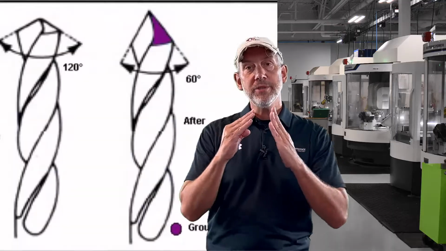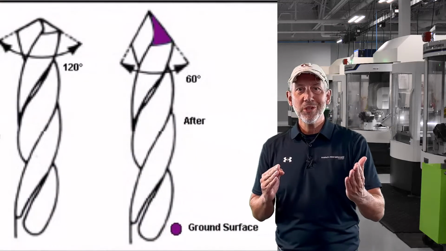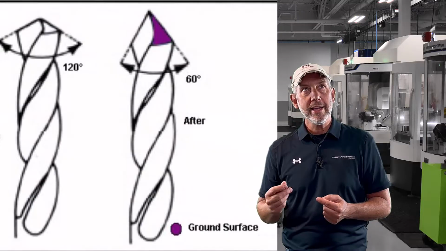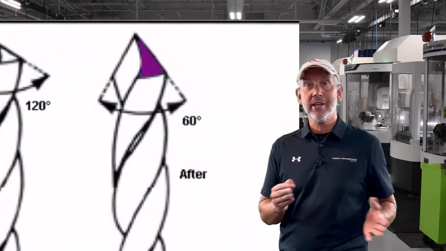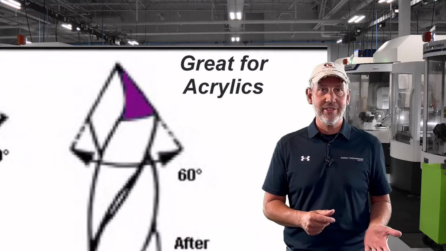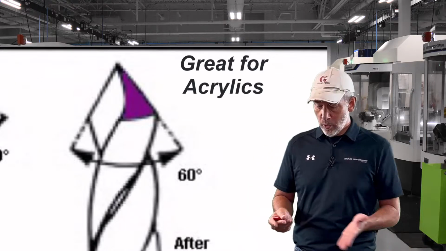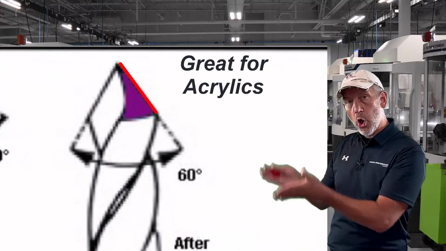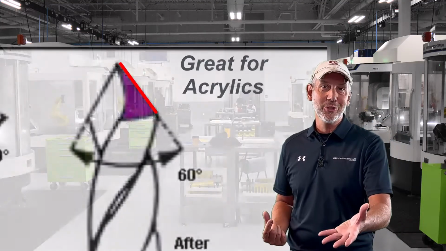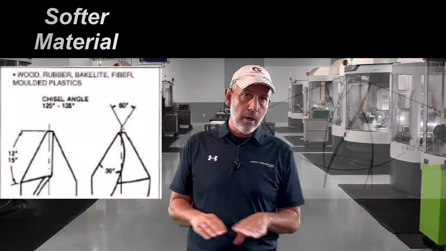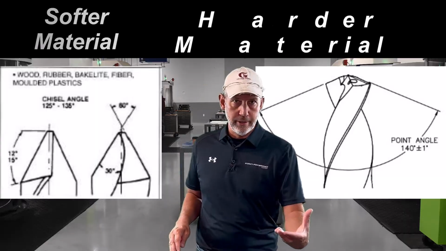I said point angle going up to 140 degrees, yes, that's for harder materials. Now if we go steeper, this is where your softer materials go. A 60-degree point is really good for cutting acrylics and plastics and things like that. Why is that? Because you're spreading that load all over that point angle and you don't get the chipping, you don't get the fracturing, you don't get those types of issues. So a steeper point angle is for softer materials, a flatter point angle is for harder materials.